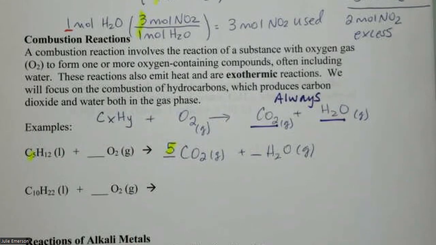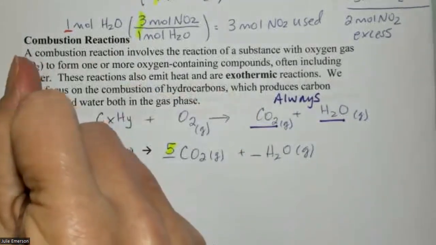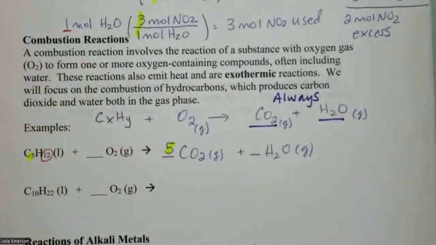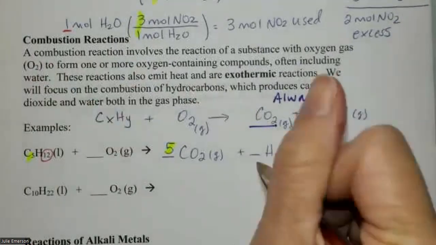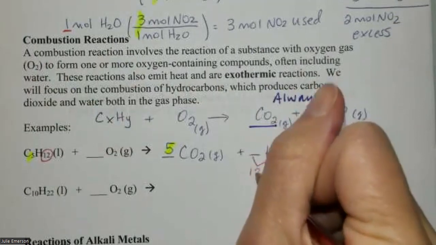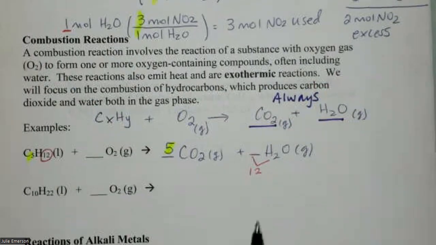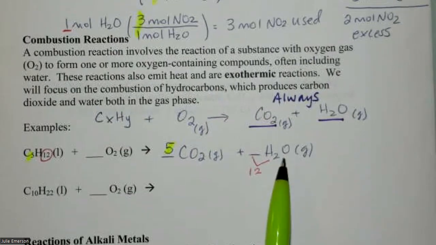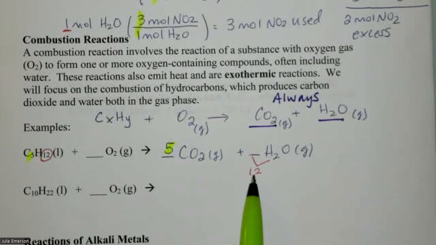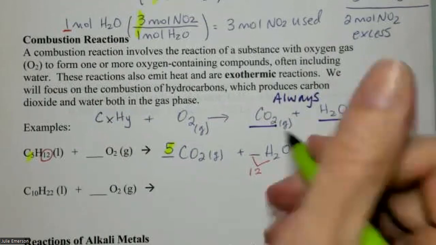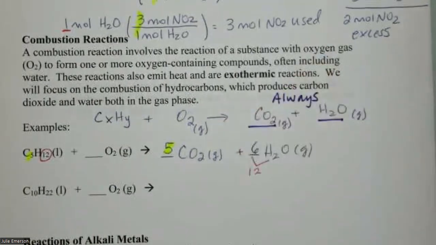For the hydrogen, we have 12 hydrogens in the hydrocarbon. On the product side, we need a multiple of 2 to get to 12 because H2O has 2 hydrogens per molecule or mole. So to get to 12 total to match the reactant side, I need to put a 6 in front of water. So there's my 12 hydrogens.